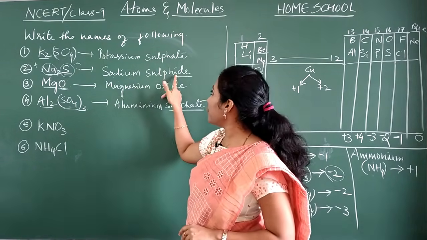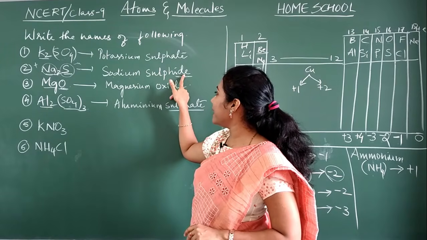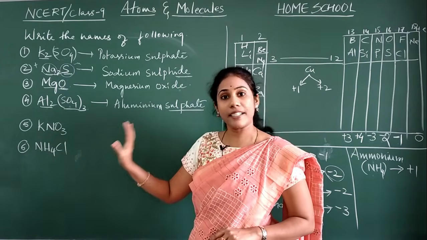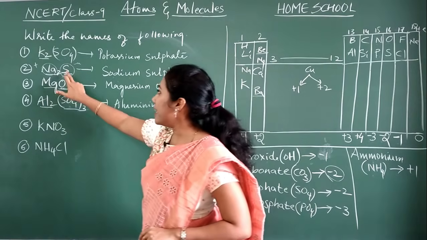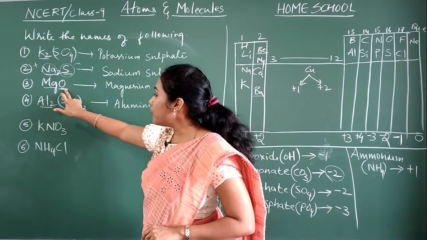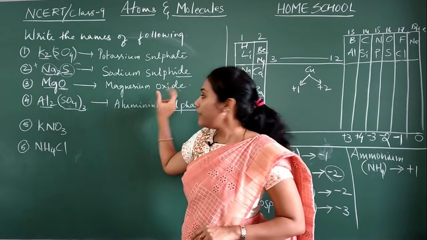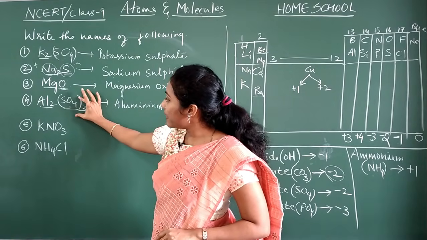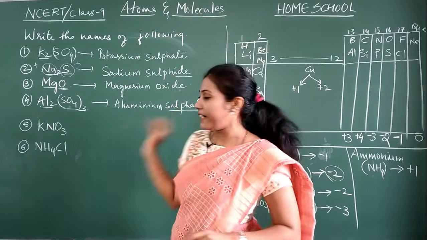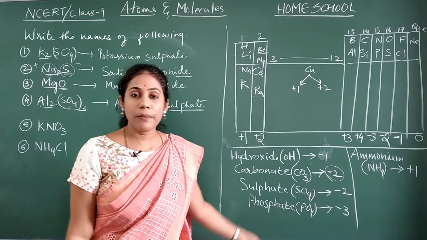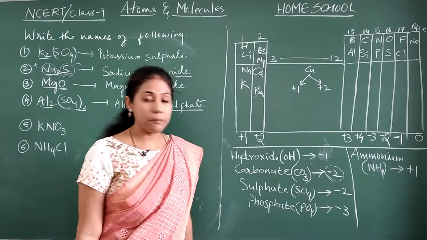So this is how you have to write the names when formulas are given. This point you have to remember: when to add IDE and when not to add IDE is important. Only if it is an element with a negative valency should IDE be added to the name. If it is a polyatomic group with negative valency, you write its name as it is. You should remember their formulas and names.